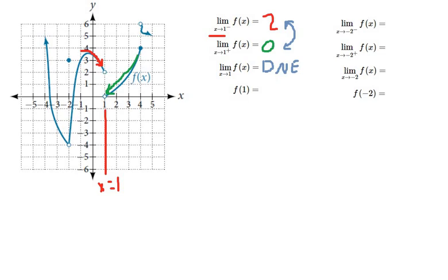Now note that f of 1, we actually look for where it actually is in the graph, and it's not there, so this also does not exist.